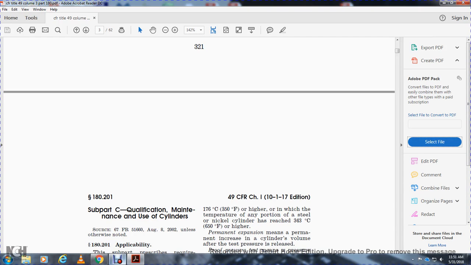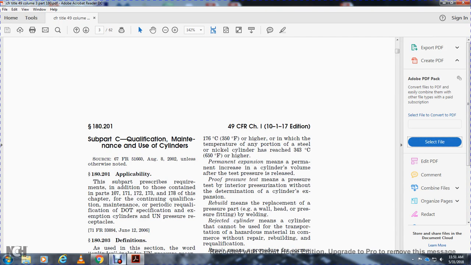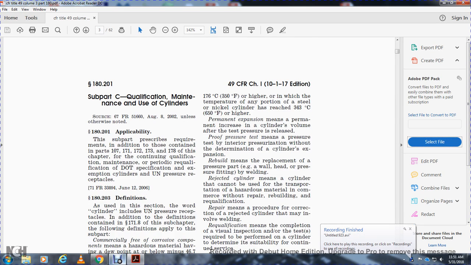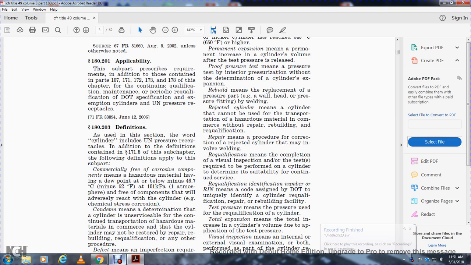Alright, Subpart C, Qualification, Maintenance, and Use of Cylinders, Part 180, Title 49, Chapter 1, 180.201, Applicability. This subpart prescribes requirements in addition to those contained in parts 107 to 171, 172, 173, 178, of the chapter, continuing with qualification, maintenance, periodic qualification, spot specification, exemption, cylinders, and UN pressure receptacle. The definition. As used in this section, the word cylinder includes the UN pressure receptacle, in addition to the definition contained in 171.8 of the subchapter.